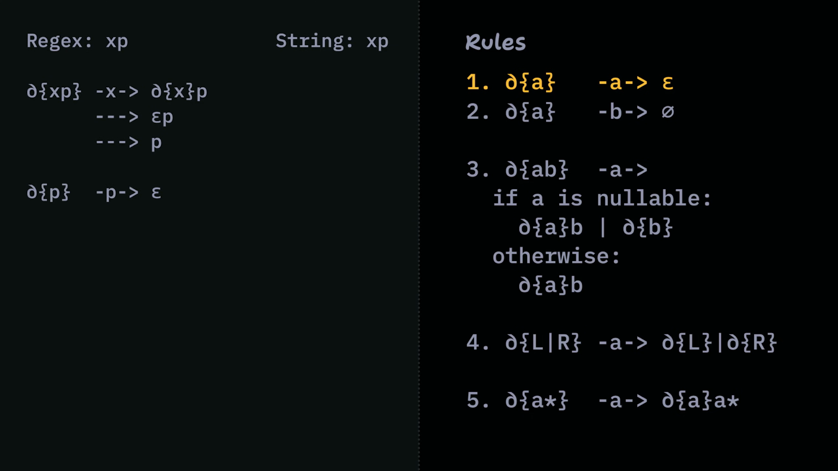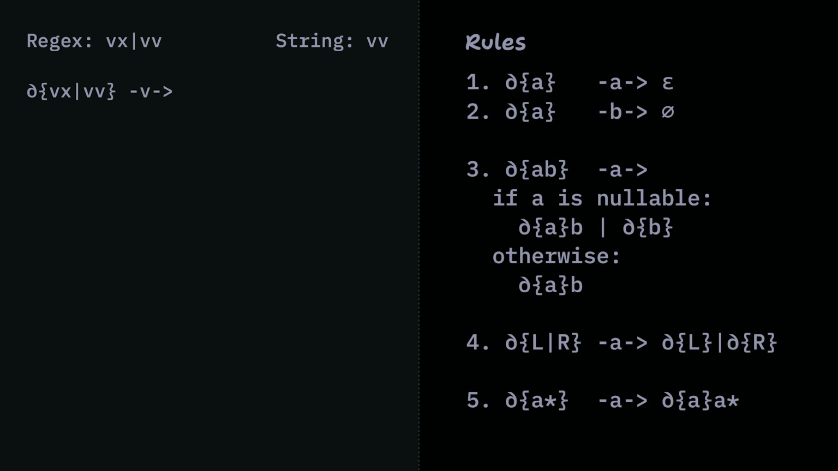We can then take the derivative again with the second character in our string, and this gets us our final result, just an epsilon. To work out if our final result is a match or not, we ask whether it is nullable, that is, whether it could be an empty string, and in this case it definitely is an empty string, so we have a match.